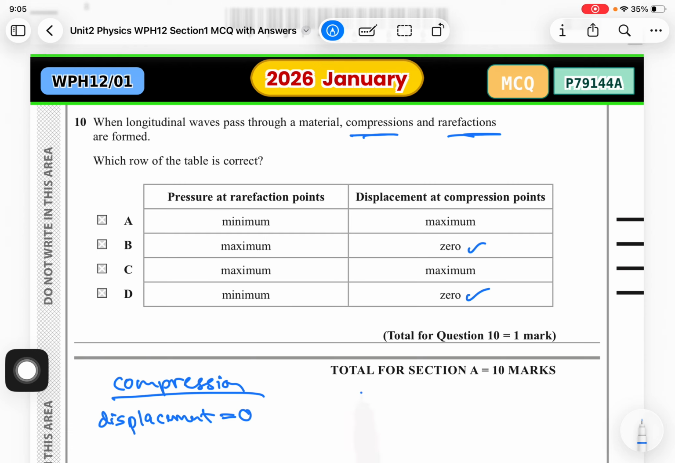And if you talk about rarefactions, the pressure will be minimum at a rarefaction. So we know at a rarefaction that will be minimum. So the answer has to be D. So we need to know what the requirement of the displacement and compressions is in each of these MCQs. Thank you.